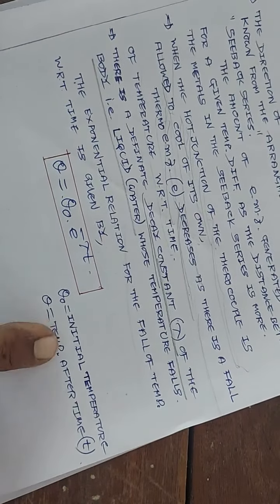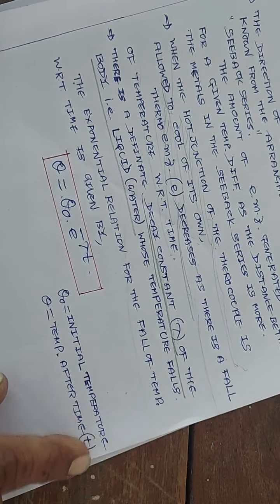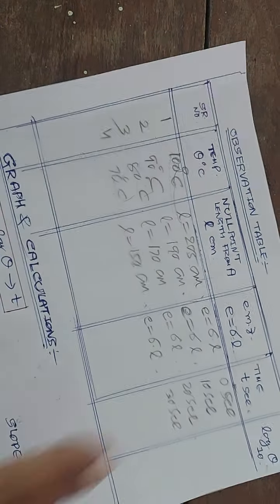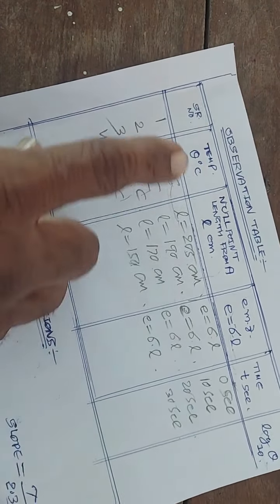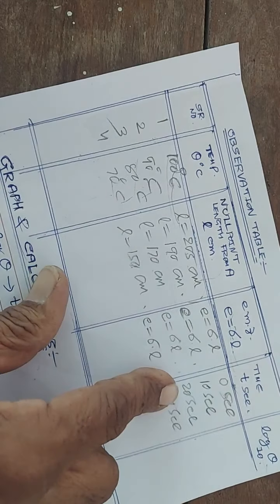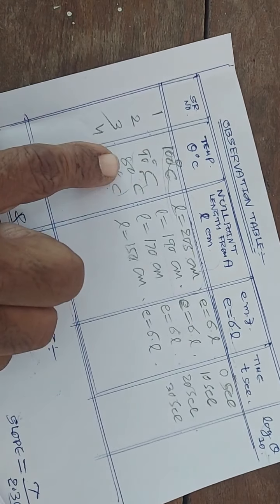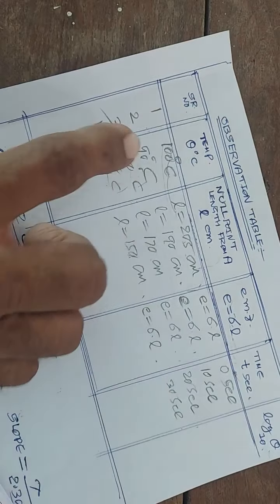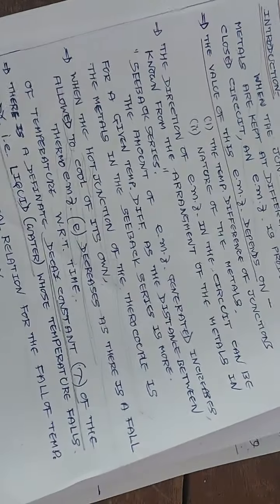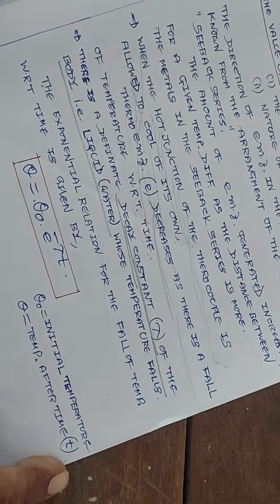Here the initial temperature of the water is 100 degree centigrade, right? Then what is theta? Theta is the temperature after time t, the temperature fallen after time t. You can see here that after 10 seconds the temperature has fallen to 90 degree, after 20 seconds to 80 degree, and after 30 seconds to 70 degree.